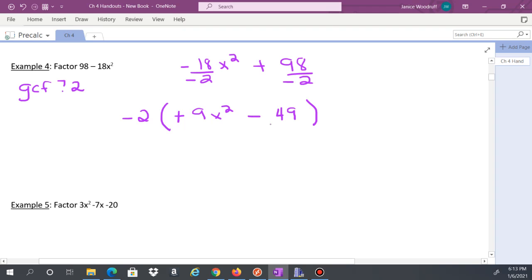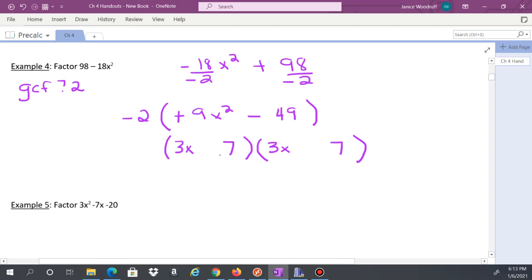Now I can factor that, okay? I couldn't factor it before with a negative in front of the 9x squared because it wasn't in the right form for my difference of squares. So what I can do now is take the square root of both of these. The square root of 9x squared is 3x. What's the square root of 49? 7.